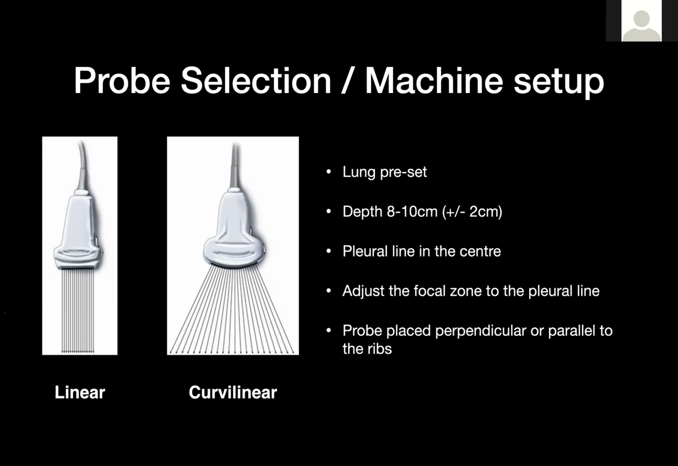You will see some images that have been taken with a linear probe. And I guess if you're just looking for a pneumothorax with your ultrasound, you may choose to use the linear probe because you're going to get a really high definition picture of that pleural line.